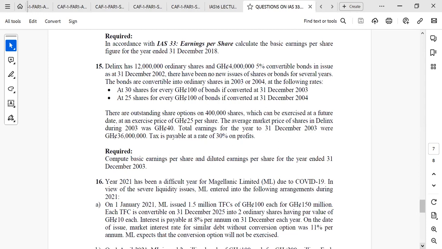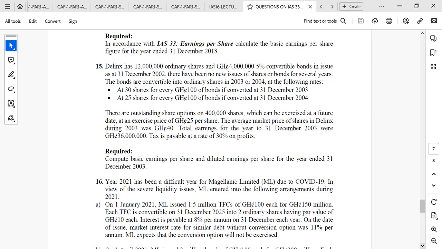2003, and at 25 shares for every 100 of shares if converted at 31st December 2004. There are outstanding share options on 400,000 shares, which can be exercised at a future date at an exercise price of 25 cedis per share. The average market price of the shares during 2003 was 40 cedis.